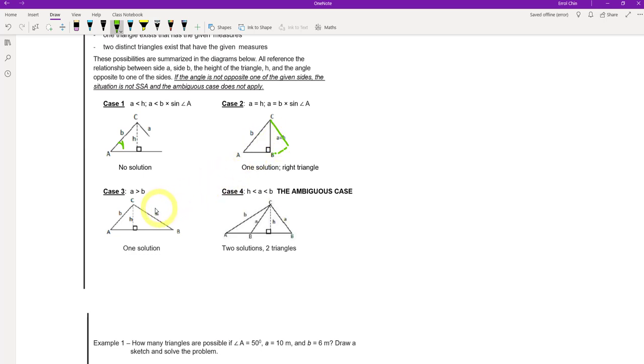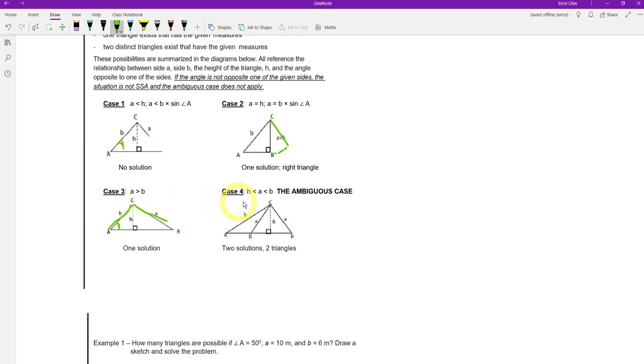Okay, now it says here if length A, notice that's lowercase, if length A is really, really long, and if it's bigger than the first side of your SSA, right? So here's your angle, here's your first side and here's your second side. If your second side is bigger than the first side, there's only one triangle.